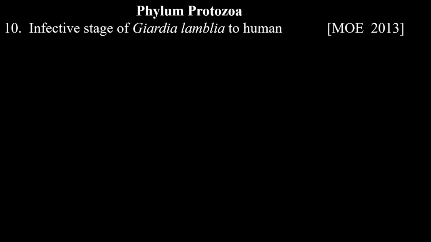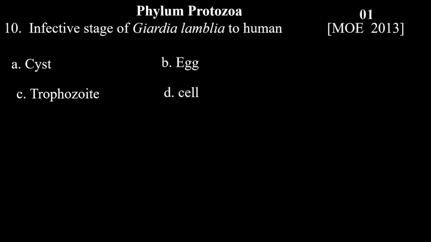Question number 10. Infective stage of Giardia lamblia to human. Your options are A. Cyst, B. Egg, C. Trophozoite, D. Cell.